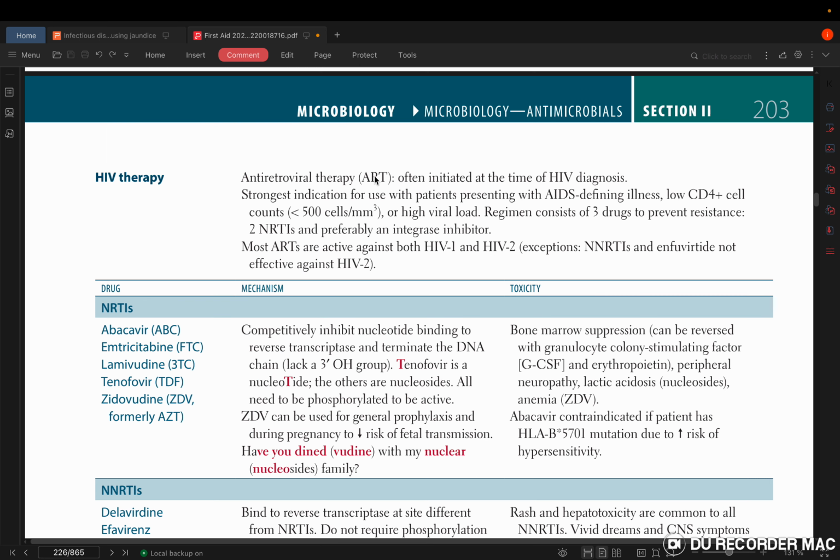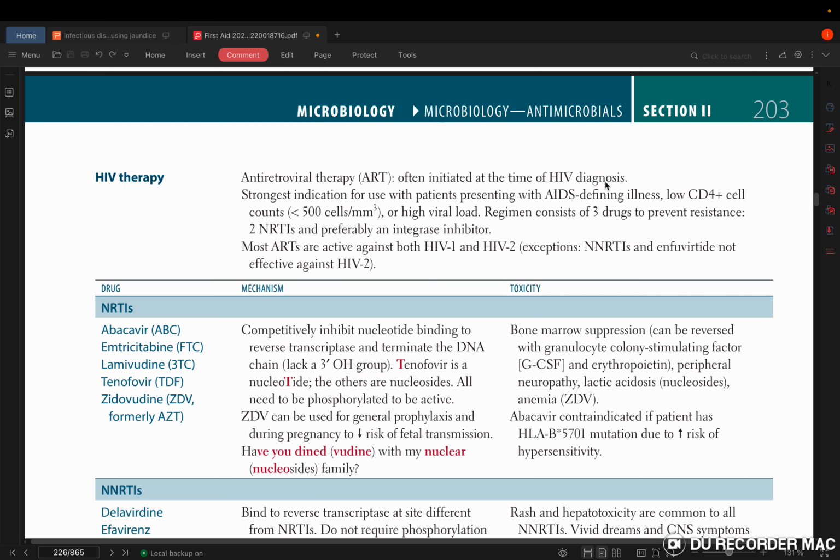So the antiretroviral therapy is often initiated at the time of the HIV diagnosis. The moment you have a diagnosis, start it. The moment you have high clinical suspicion, start it. If you have a patient with, well, basically CMV, Candida esophagitis, should you give it or not?